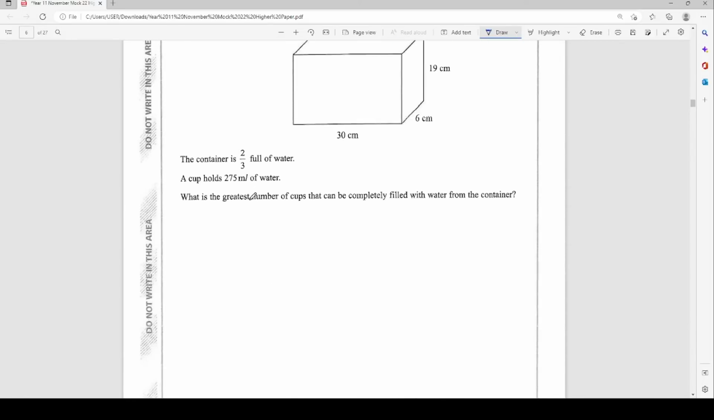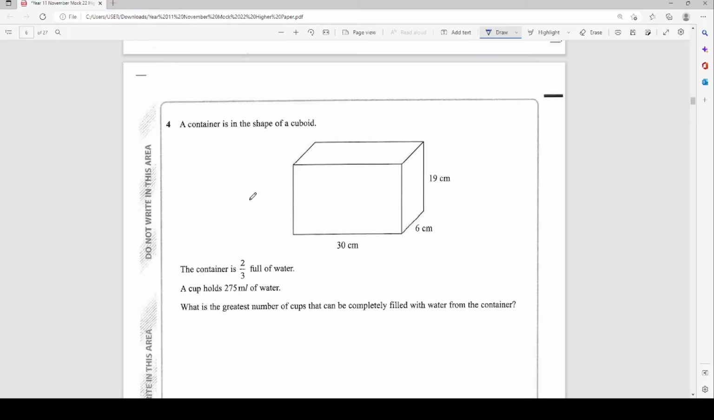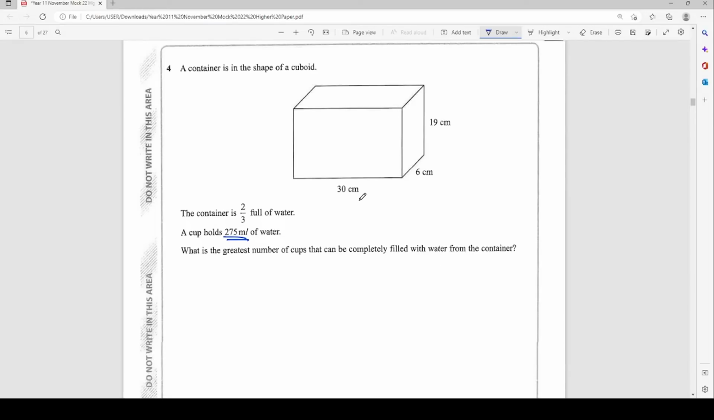That is also fine. So this is a question from geometry, mensuration, one of my favorites. Let's see what we have to do here. The container is 2/3 full of water. The cup holds 250 milliliters of water. What is the greatest number of cups that can be completely filled with water from the container? First of all, we do not know what the total capacity of this container, or this cuboid, is.